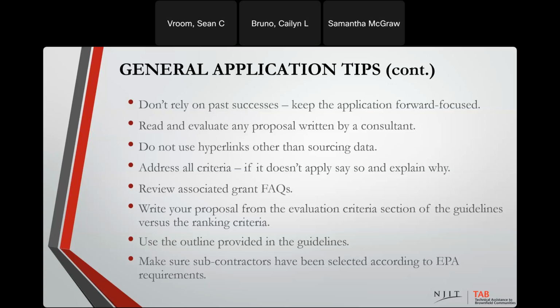You want to use the outline provided in the guidelines. Don't get creative. There are four major sections of criterion, and then there are subsections of criterion. Use the outline numbering and the titles that are provided to you in the guidelines. This way the reviewer can immediately know what they're looking at and where to find the information. And again, happy means more points.